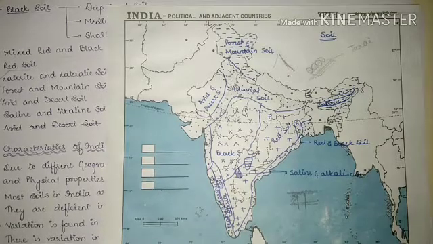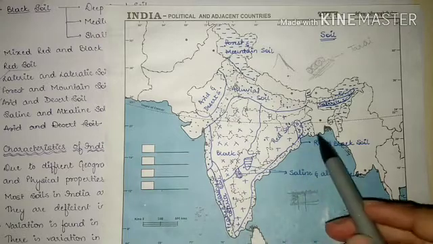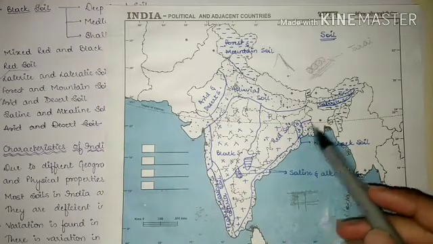Now, the marshy soil has a high proportion of vegetable matter and also occurs in the coastal areas of Odisha, Tamil Nadu, and Sundarban in West Bengal. So along with the Western Ghats, it is also found here.